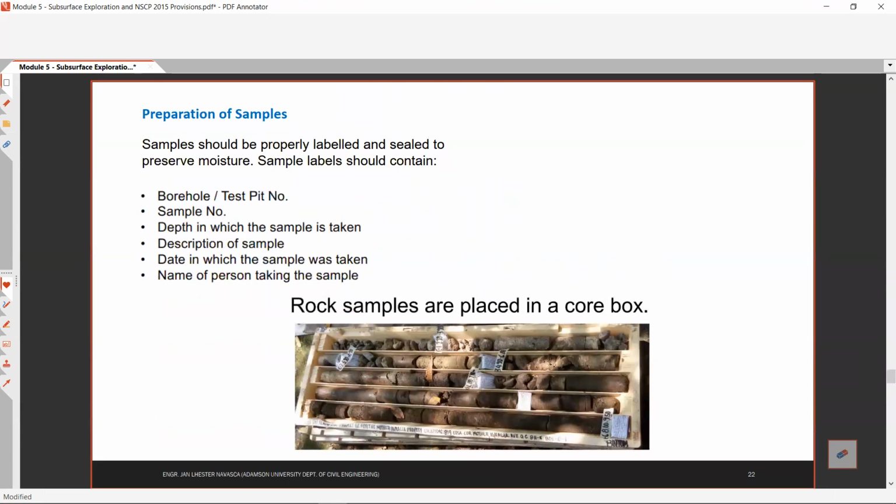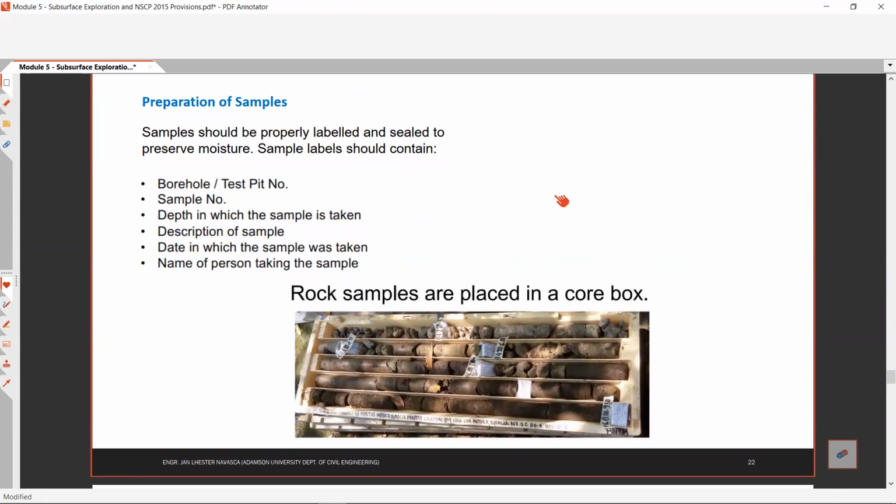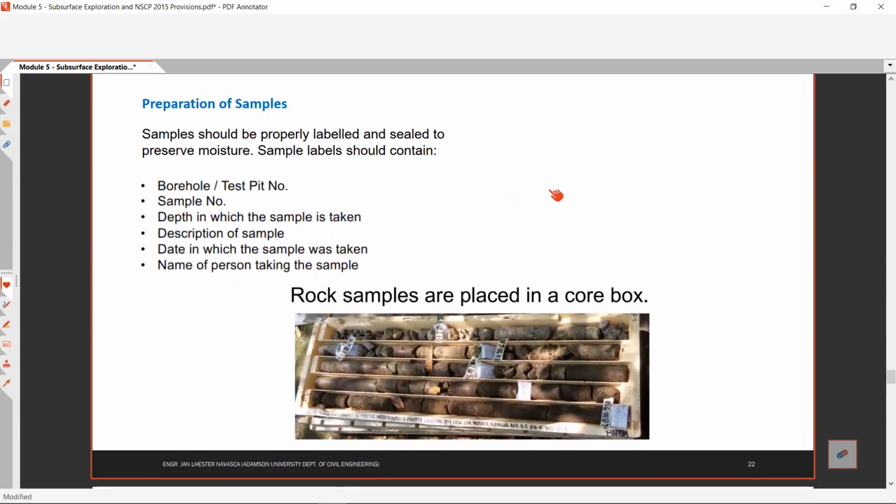Then how to prepare the sample. Since you already know the number of boreholes, the locations, and the distances, how do you prepare the sample? The sample should be properly labeled and sealed to preserve moisture. The sample label should contain the borehole number or test pit number, and the sample number, meaning how many samples in each borehole.